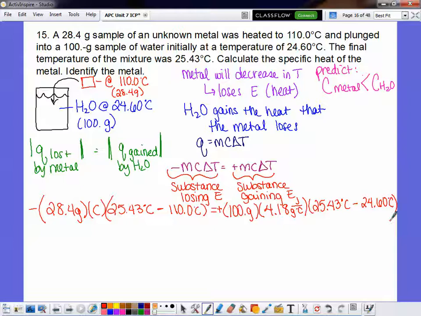So now, through the power of algebra, you're going to do a lot of math and rearranging. And when you solve for the specific heat of the metal, specific heat will always be positive, right? It will always be positive because of the definition of what it is. It has to do with the amount of energy that is required to do something, so therefore it would be positive.